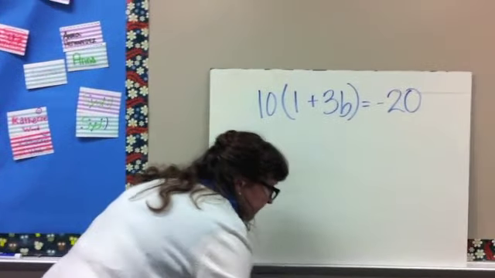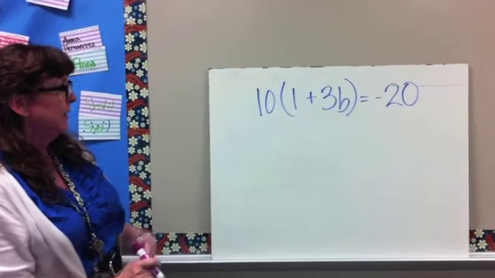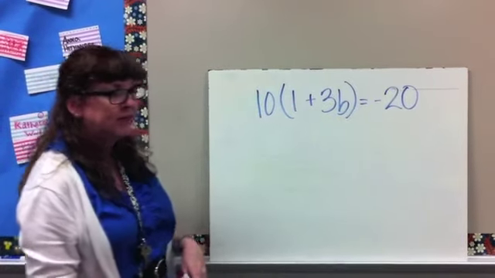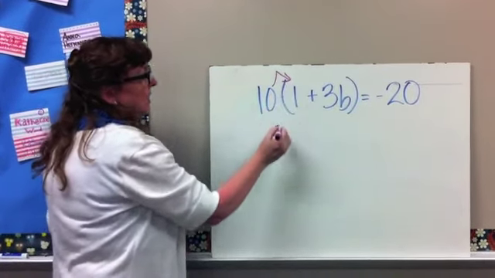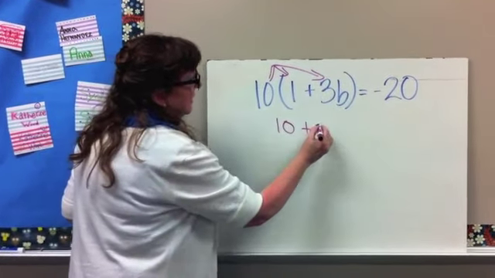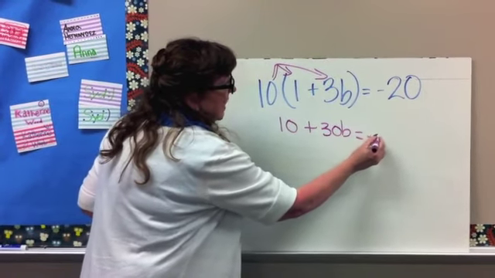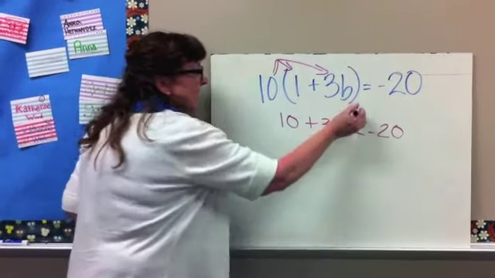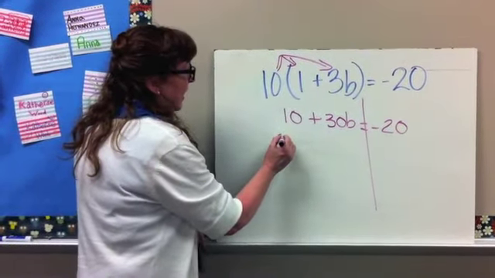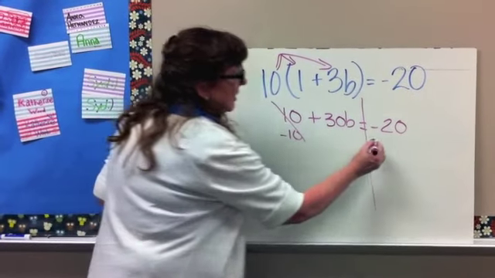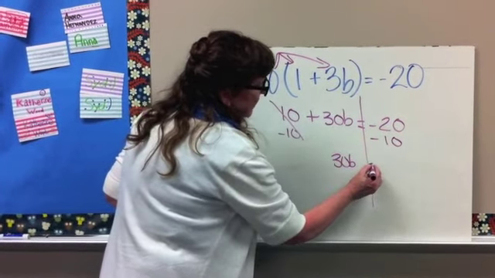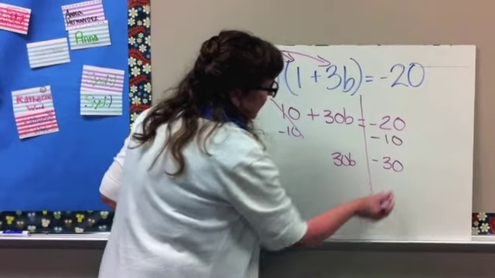Okay, this one we also have another distributive property. 10(1 plus 3b) equals negative 20. I'm going to distribute my 10 to the 1, so that's 10 plus 10 times 3b, 30b, equals negative 20. I draw my line. I start over here. I want to isolate my variable. So I take away 10 from here. That's gone. Take away 10 from here. So that's 30b equals negative 30.